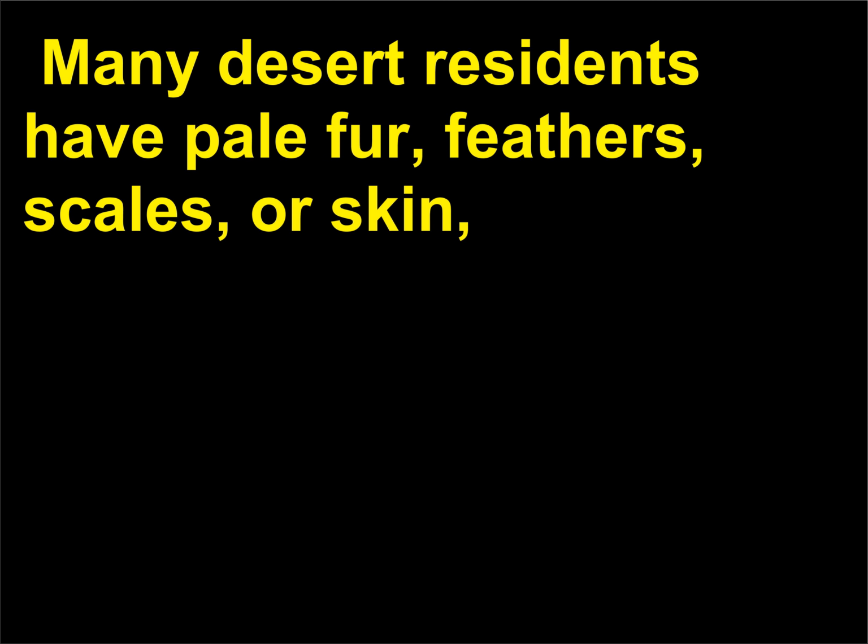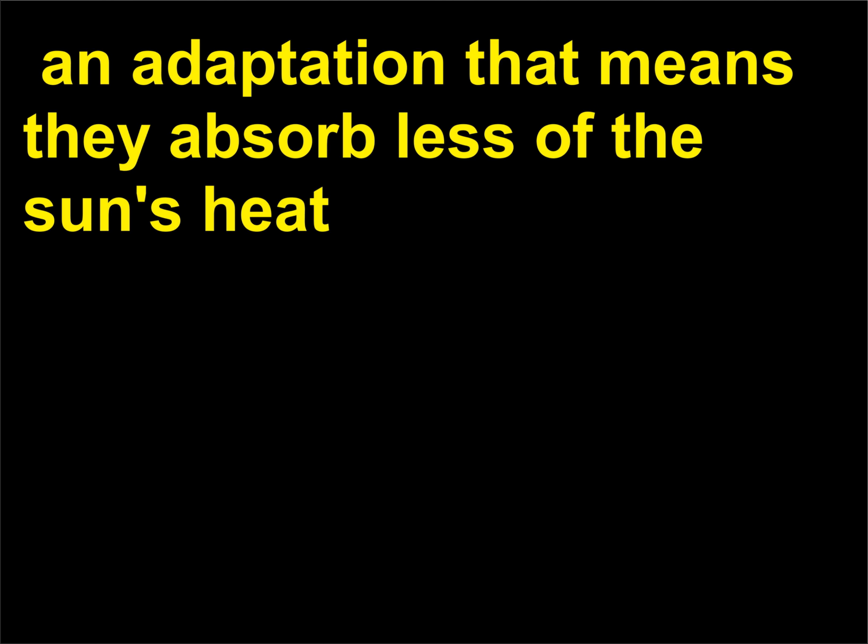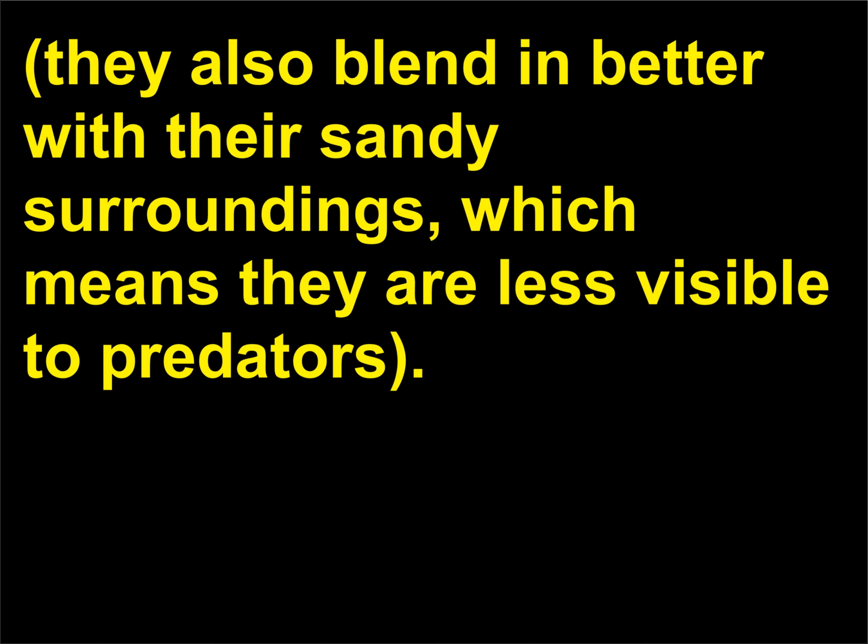Many desert residents have pale fur, feathers, scales, or skin, an adaptation that means they absorb less of the sun's heat. They also blend in better with their sandy surroundings, which means they are less visible to predators.